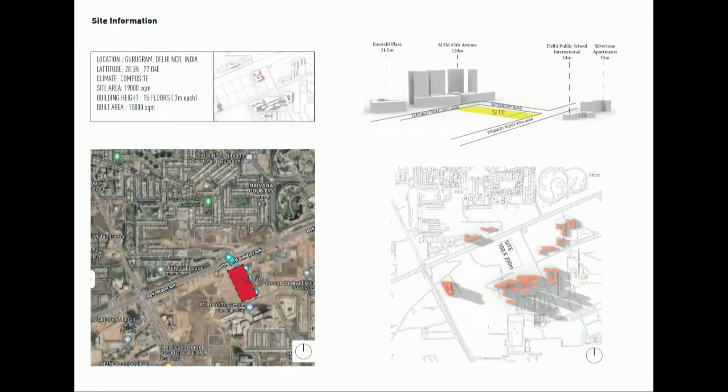So the site is located in Gurugram, and the site area is 19,000 square meters, and the built area is 10,000 square meters. It does not have a lot of context built around it, it's a developing area. So for the further analysis, the site has not taken context into account.